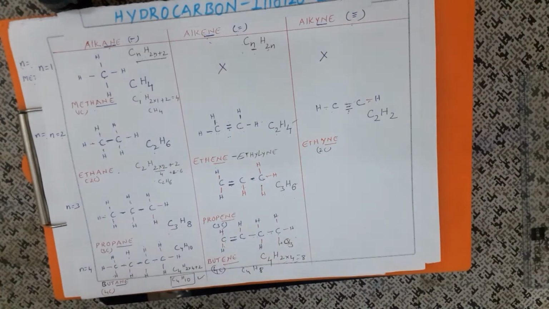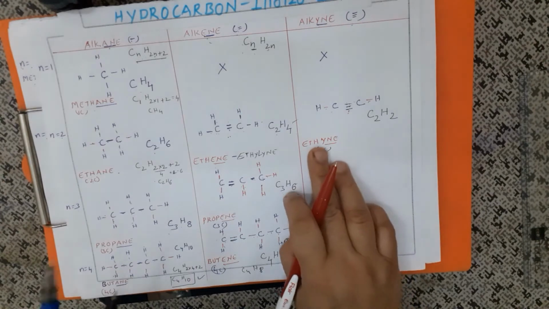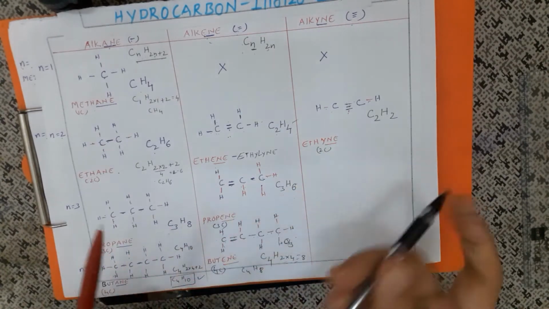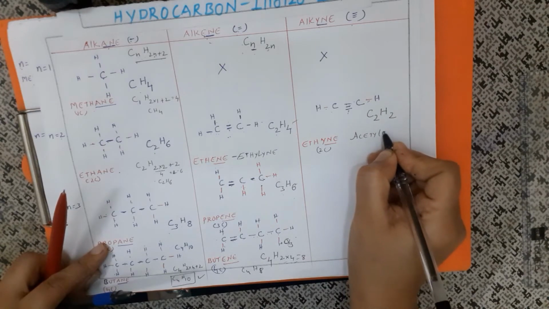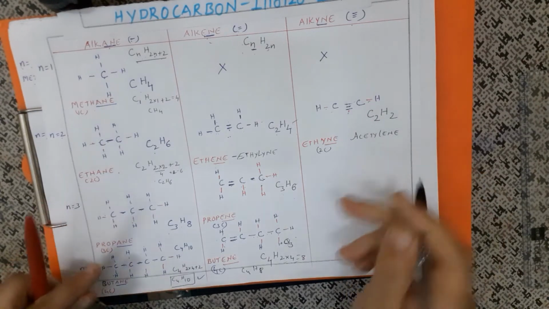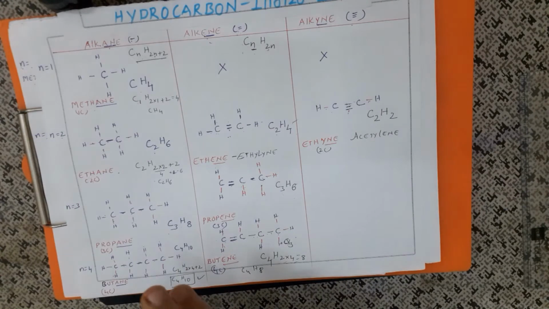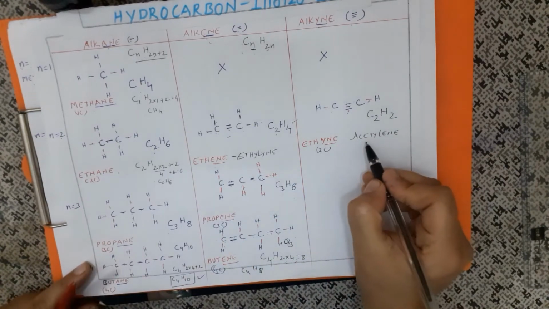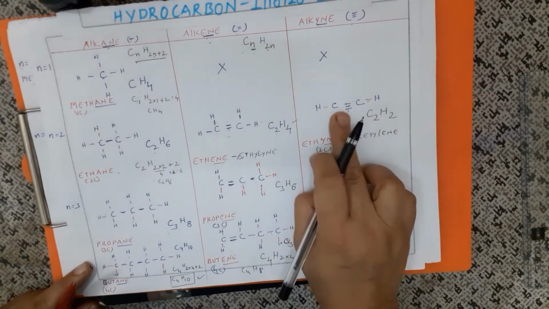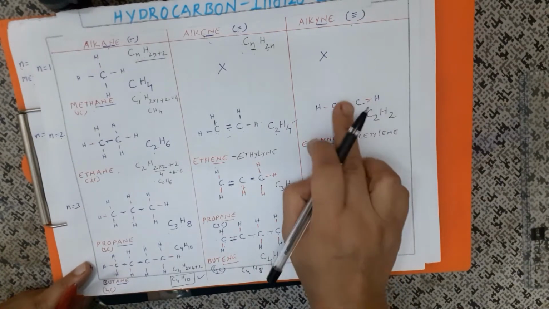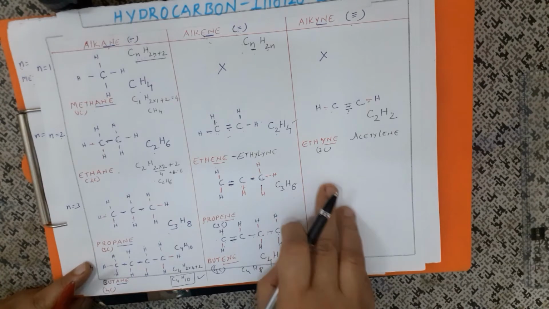Now the IUPAC name is ethyne, but commonly this ethyne is referred to as acetylene. Very commonly it is used in welding, in soldering. Fine. So this is called what? Acetylene, and it is a two carbon compound.